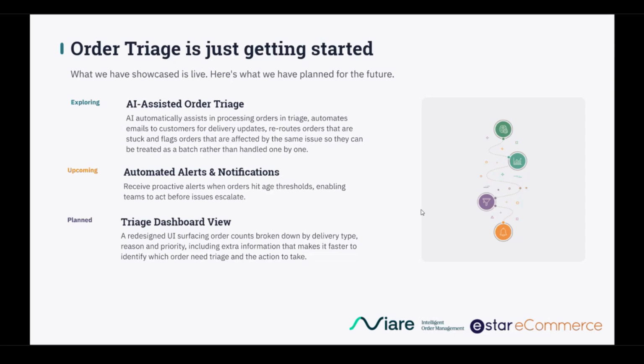Automated alerts and notifications. Realistically, someone might only be looking at order triage twice a day sometimes. And if an order is a high priority order that ends up in triage and won't get looked at because this person is no longer looking at the screen, we thought we'd add automated alerts and notifications which inform the person who's required to deal with these, so they can deal with it at the time it becomes an issue, before it escalates.